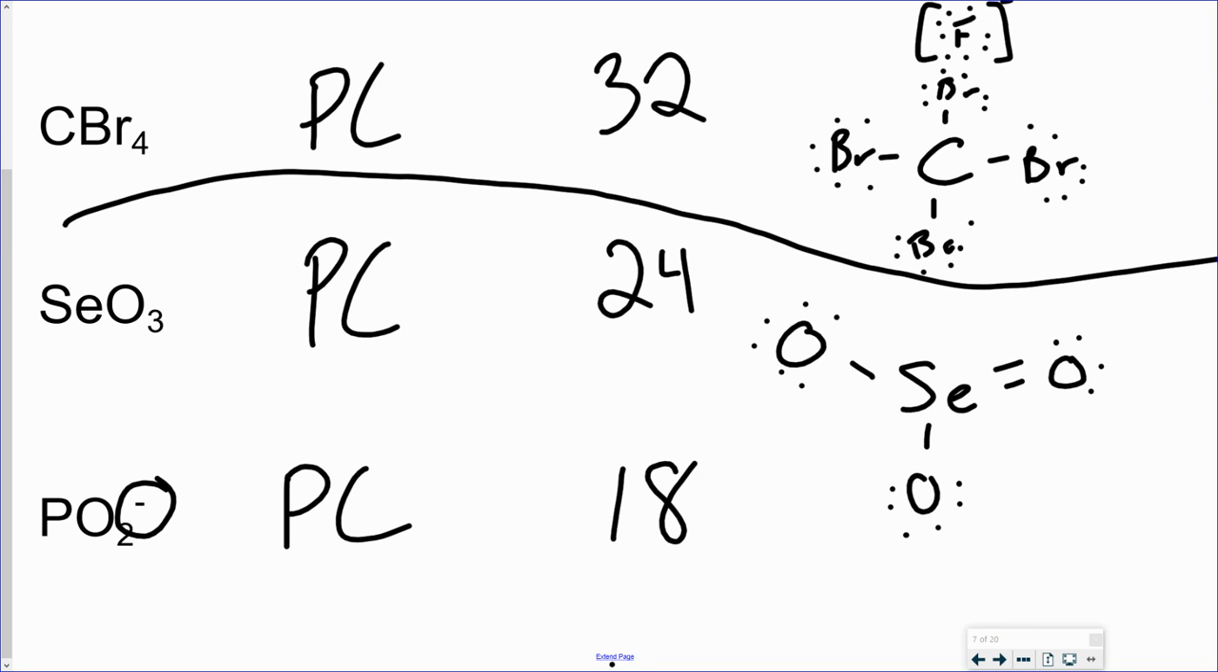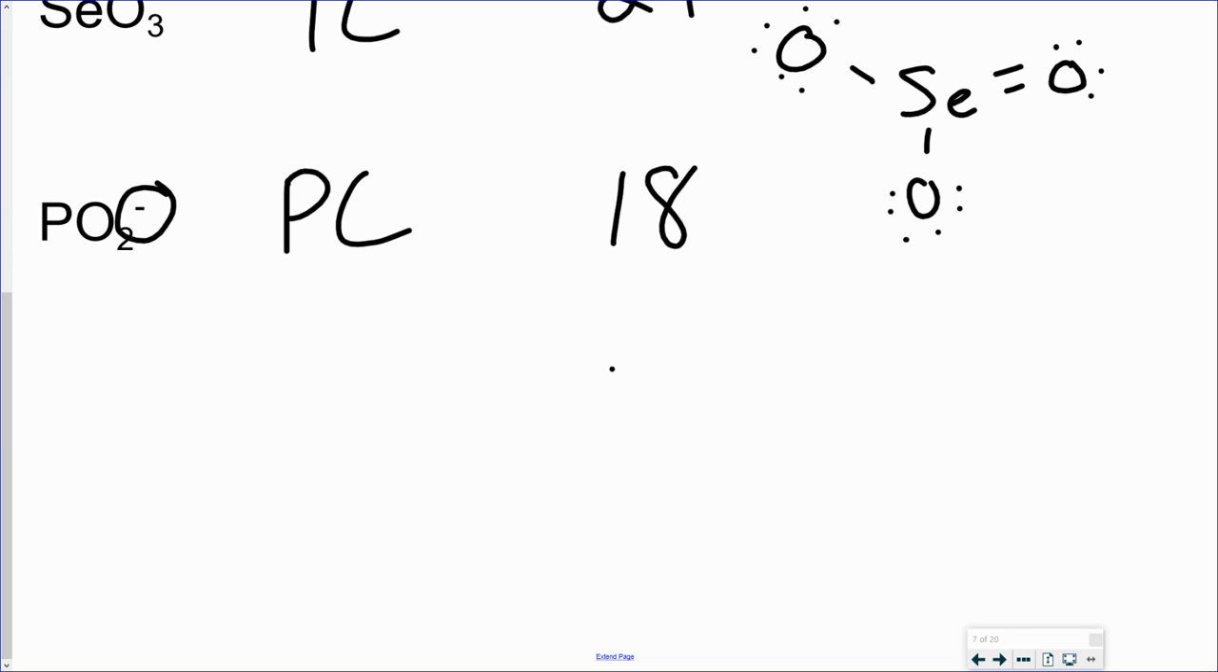And our last one, we're going to put P in the middle. We're going to attach the oxygens. This one I'm going to walk you guys all the way through. We're going to make sure everybody's got 8. We're going to go ahead and count 2, 4, 6, 8, 10, 12, 14, 16, 18, 20.